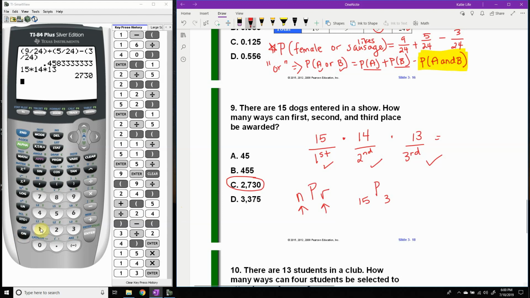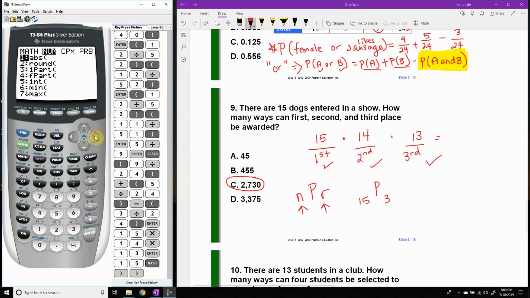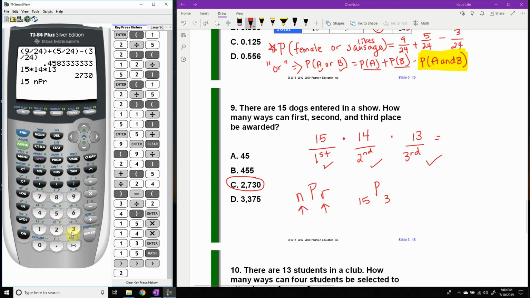So in my calculator, I type 15, and then we hit the math button, and we scroll over to the probability menu, and it is the second option down. So I'm going to hit 2. And then you enter 3. So 15 things, permute them into 3 different spots. That's also going to give me a total of 2,730.